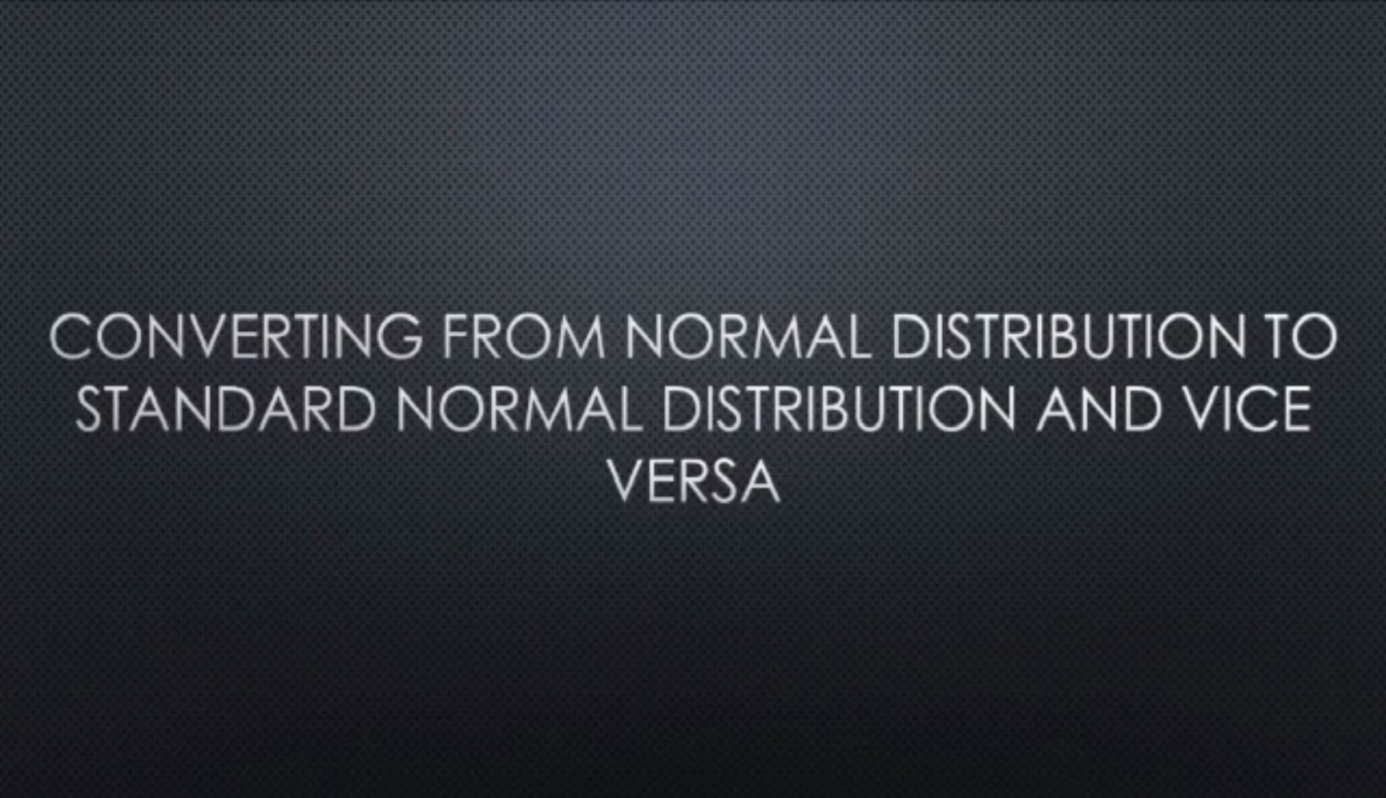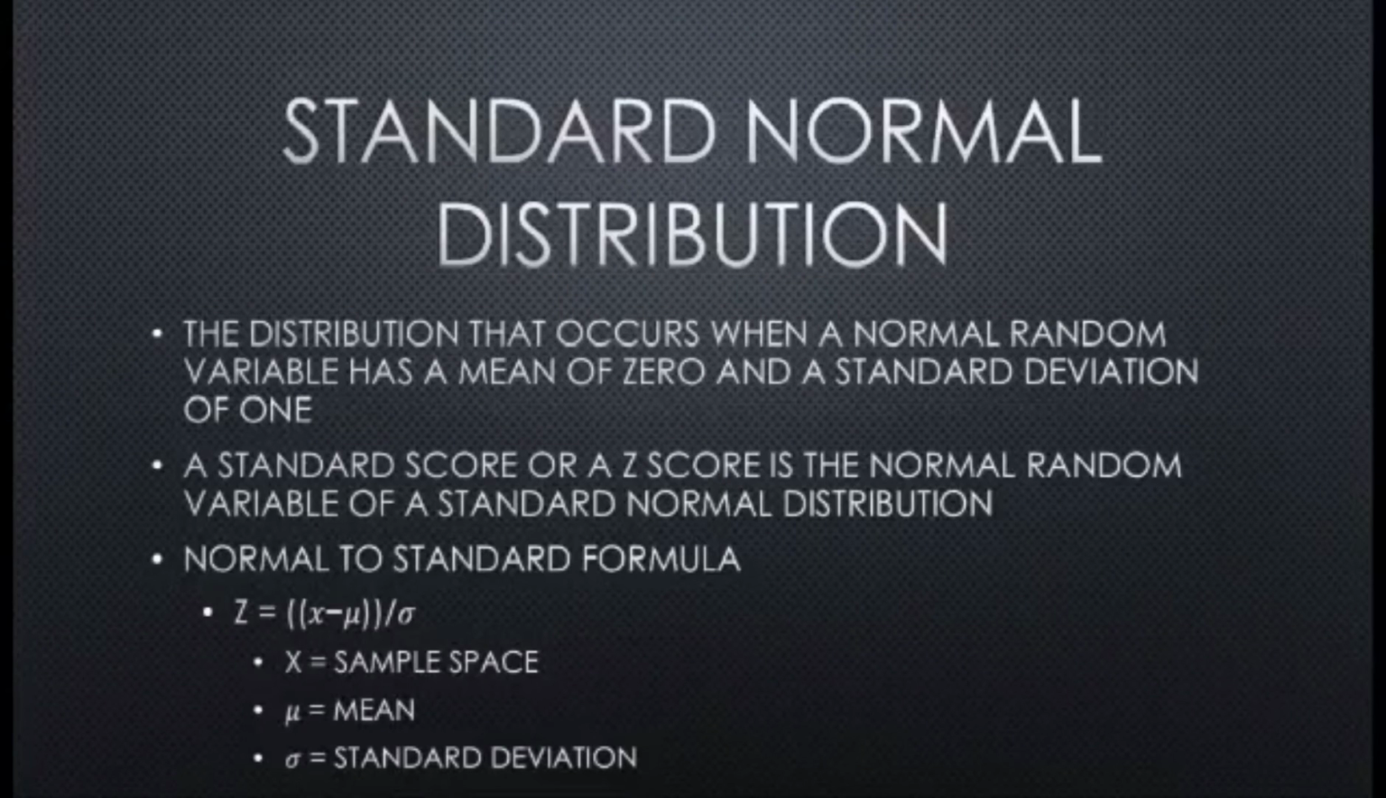I will be teaching you how to convert normal distribution to standard normal distribution and vice versa. A standard normal distribution is the distribution that occurs when a normal random variable has a mean of 0 and a standard deviation of 1.